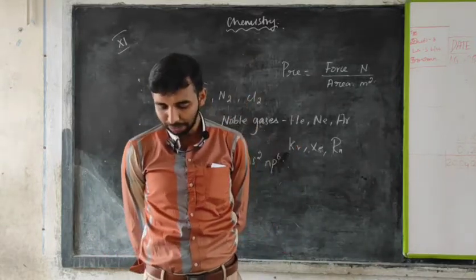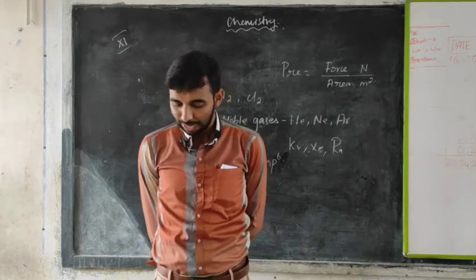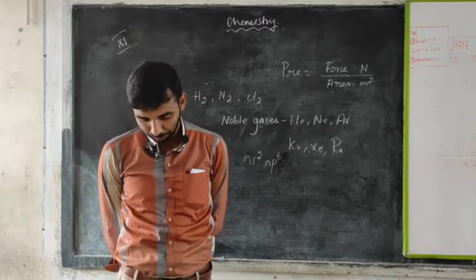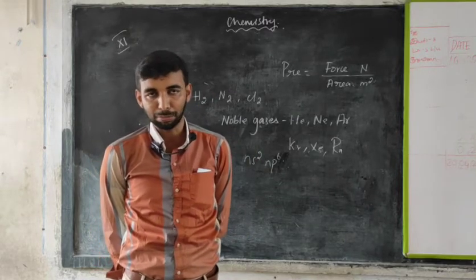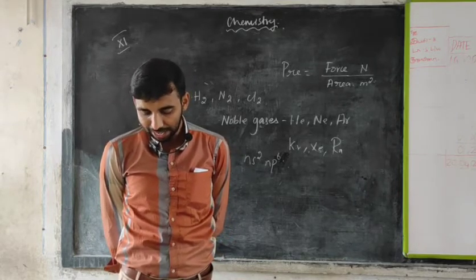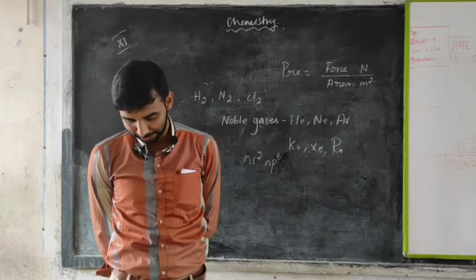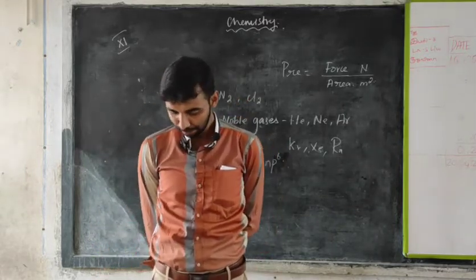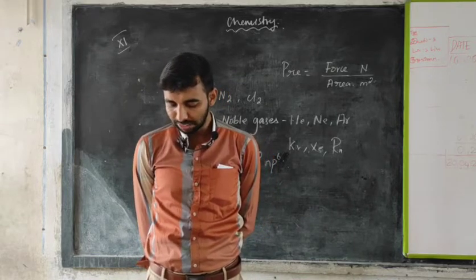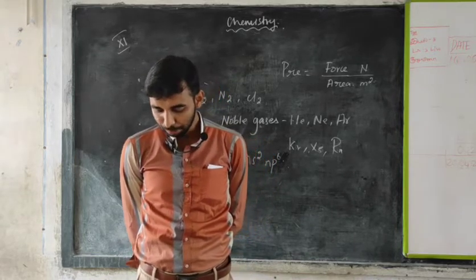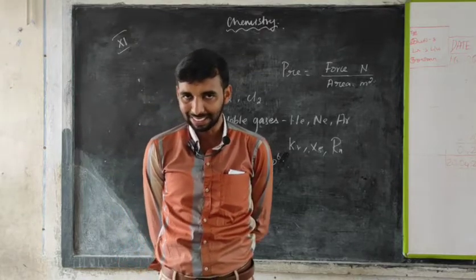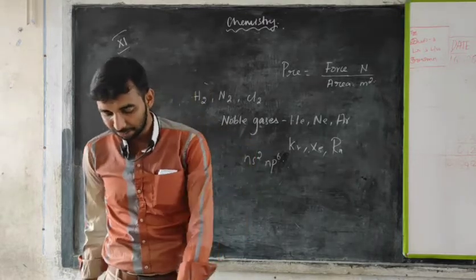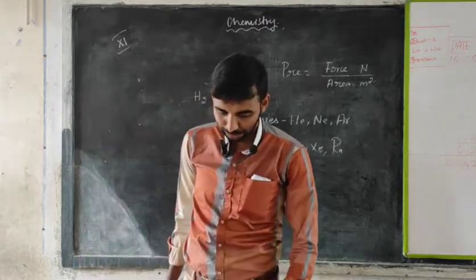The atmosphere, the second one, the symbol is atm, and 1 atmosphere is equal to 101325 Pascal. Millimeter of mercury has the symbol mm Hg, and its value is 133.3 Pascal. Bar has the symbol bar, and it is 10 power 5 Pascal. Torr is 133.3 Pascal, and pound per square inch is PSI, with a value of 6894.76 Pascal.